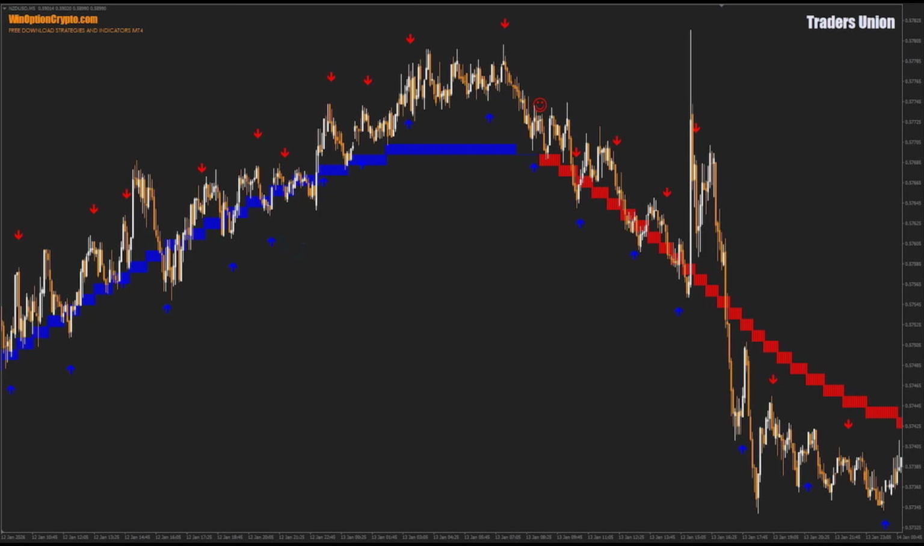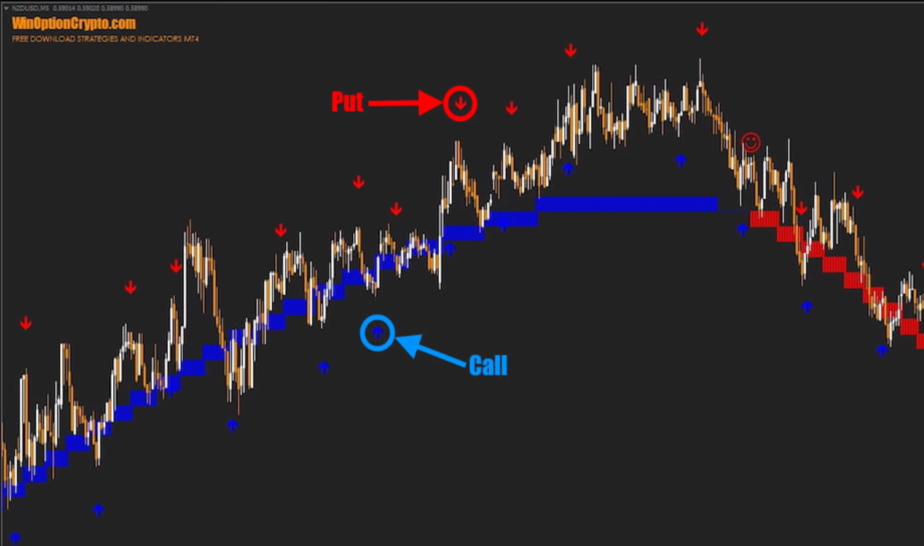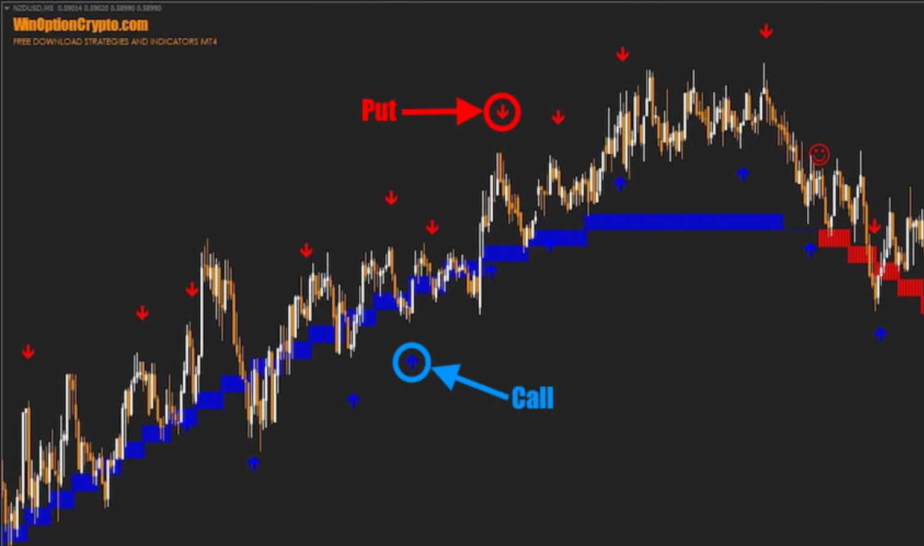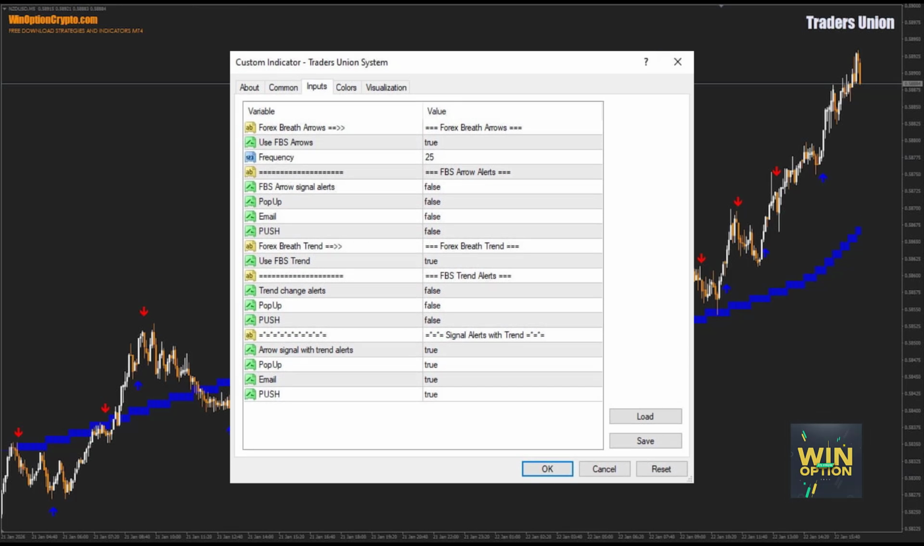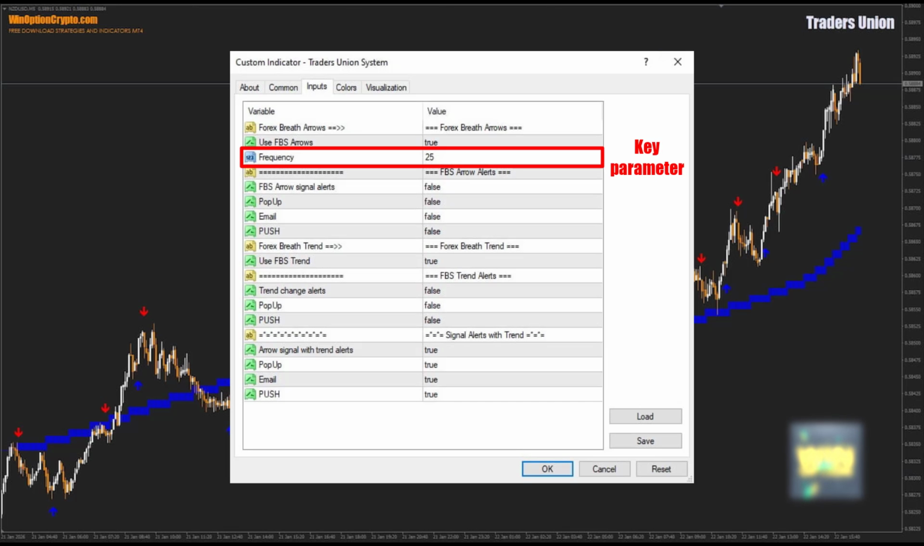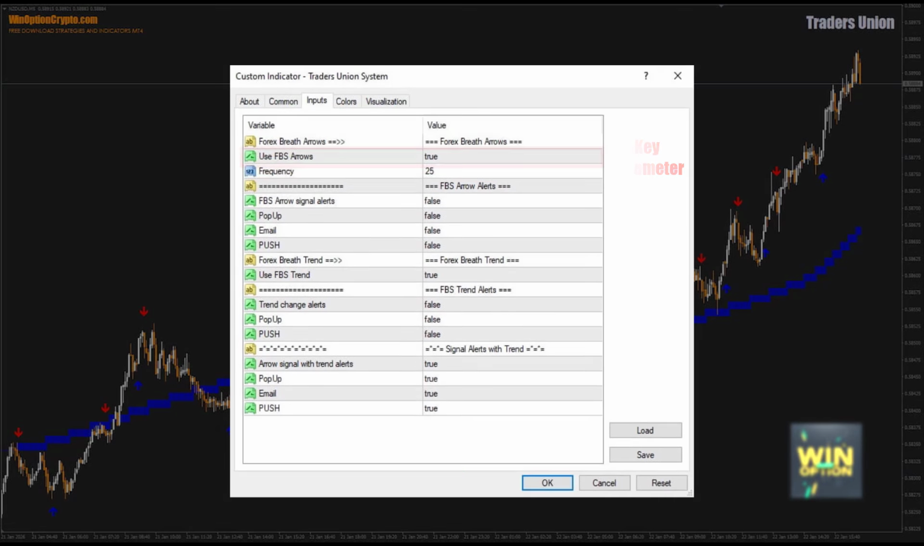In addition to the trend indicator, this strategy uses an arrow indicator. Its task is extremely simple, to point to the optimal moment for opening trades. Blue arrows signal the purchase of call options, while red arrows signal the purchase of put options. Given that the trading system consists of one advanced custom indicator, its settings are extremely simple. The only key parameter that influences the frequency of trading signals is frequency. The default value is set to 25.